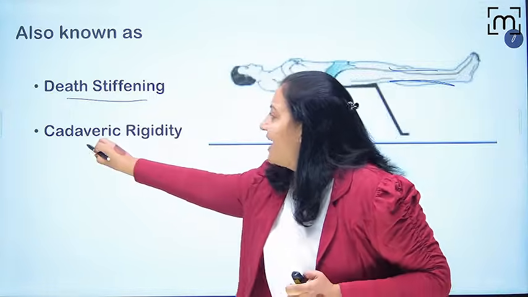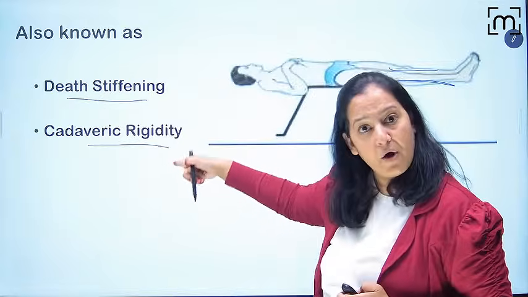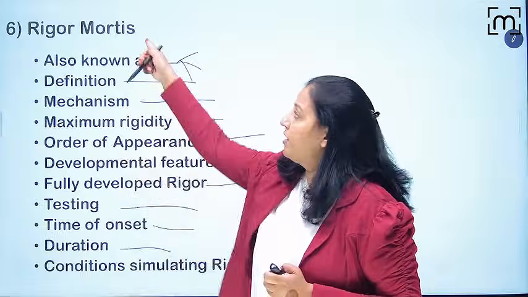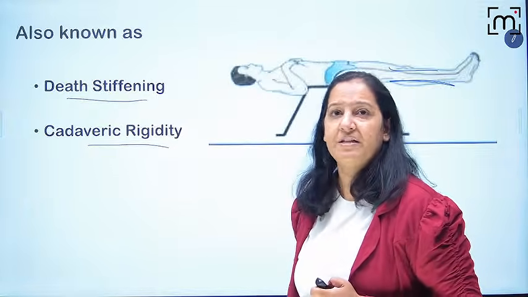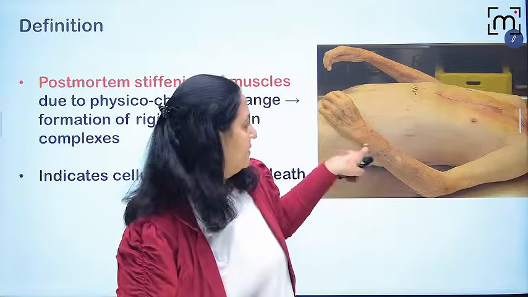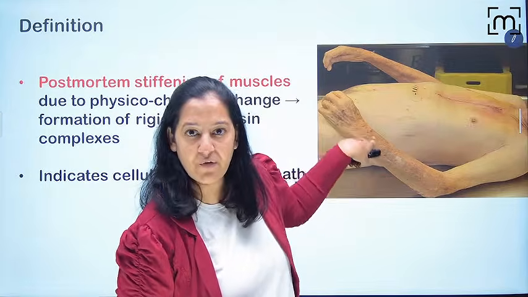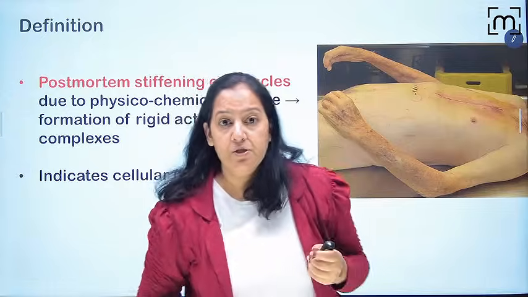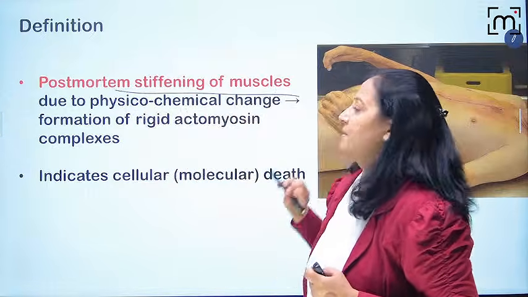It is also known as cadaveric rigidity. Death stiffness or cadaveric rigidity. Learn the two names for that. So whether you get a question on rigor mortis, death stiffness or cadaveric rigidity, the meaning is the same. What's the definition? You can see the rigidity. This is a dead body. Appreciate the contraction of the muscle and the contraction in the arms. So, postmortem stiffness of the muscle.